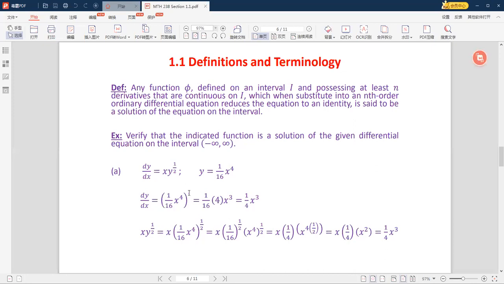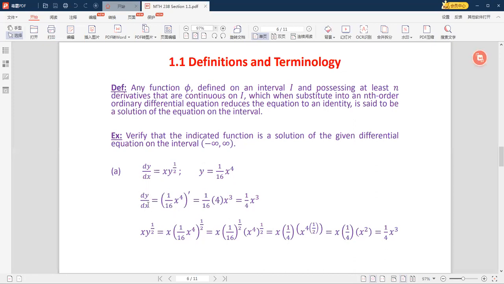If you have any questions, just ask me. Okay, so what we need to do is plug this function y equals 1/16 x to the fourth into the equation, both on the left and on the right, and see what we get. On the left of the equation, we just need to take the derivative of the function, right? dy over dx.